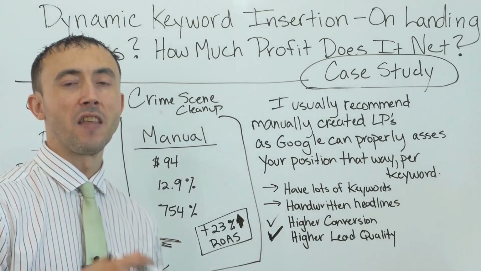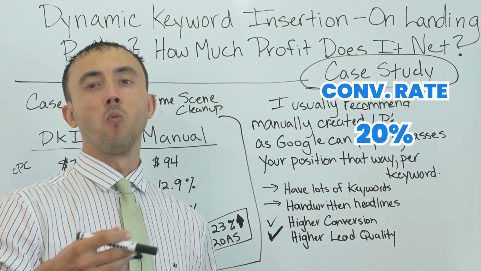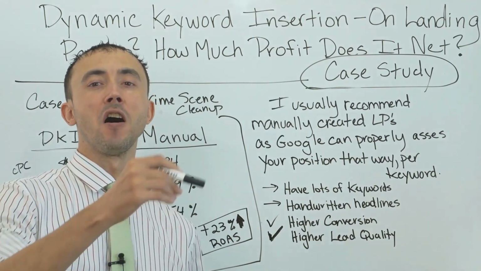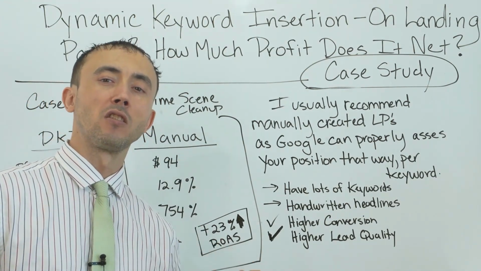Now that you understand that dynamic keyword insertion will typically increase your conversion rate 15, 20%, I'll explain why and how it's actually going to be better for you to do the full-on manual writing of the headline and how we structure it at our firm to get those kinds of results.